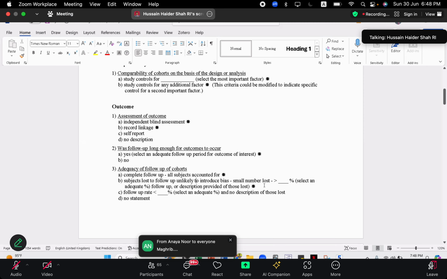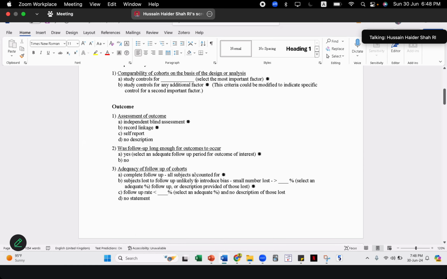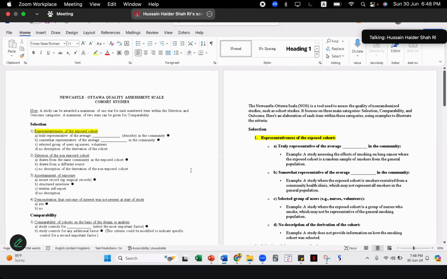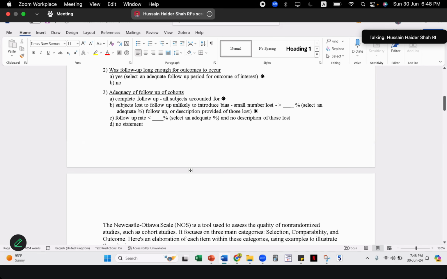But yes, and I'll give you a break after this slide because again these are very comprehensive. We have to complete it quickly. But again, if there are adequate follow-ups and the patients weren't lost to follow-up, we will give it a star, and if not, we won't give it a star. So this is how you assess the quality of cohort studies.